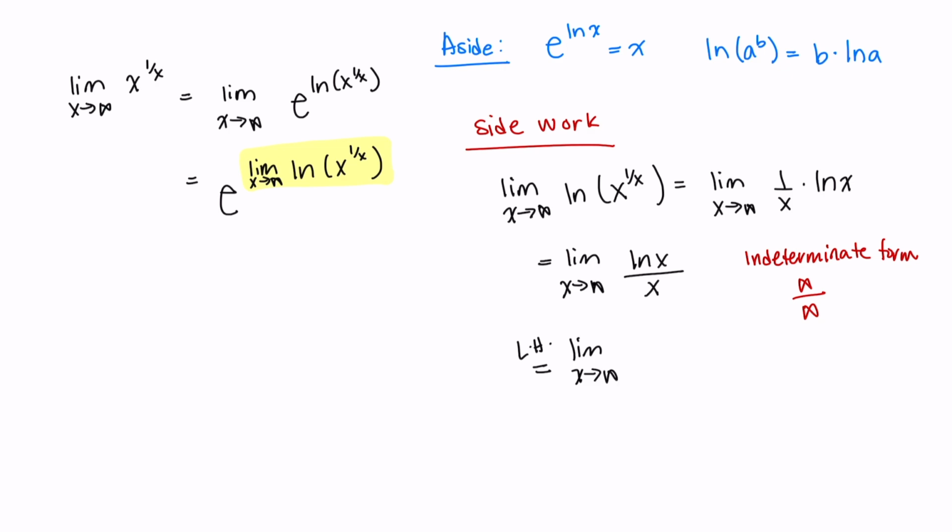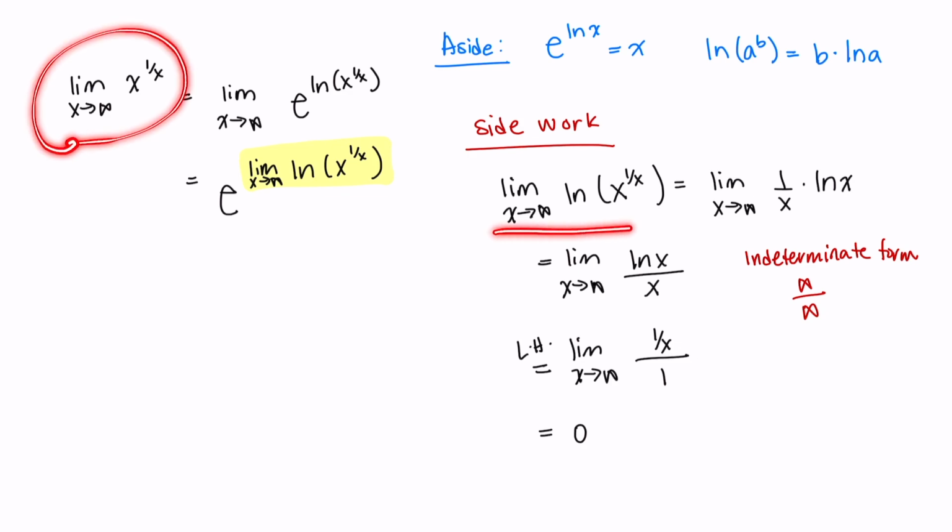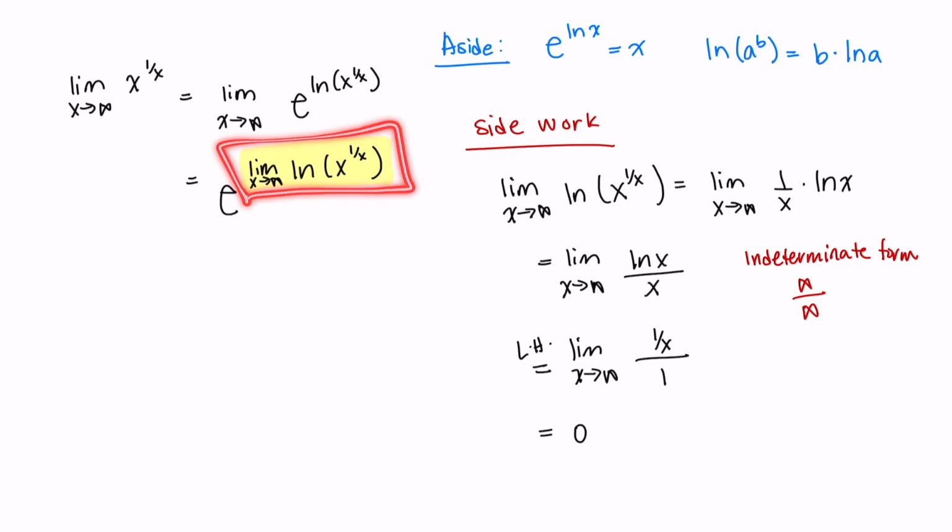And now the derivative of the top is 1 over x. The derivative of the bottom is just 1. So this limit here is 0. Now, this doesn't mean that this limit is 0. It means that the limit of the natural log of x to the 1 over x is 0. So that's this right here. And let me highlight it just to make it really clear. These are all the same. So now this here was all done in the side work.